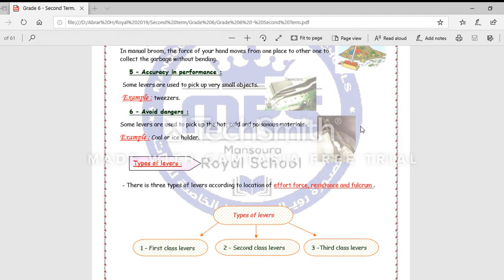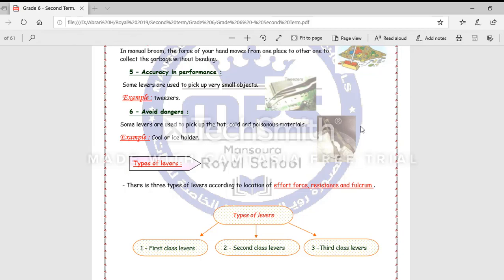The levers are divided into 3 types. The 3 types of levers are classified according to the location of the effort force, resistance force, and the fulcrum. The location of these 3 things affects the type of the lever. What are the types of levers?